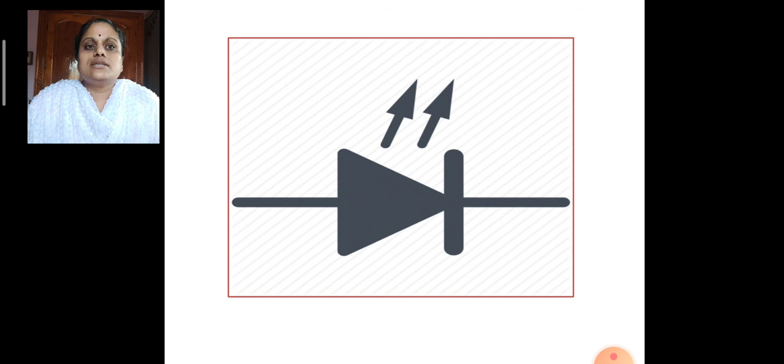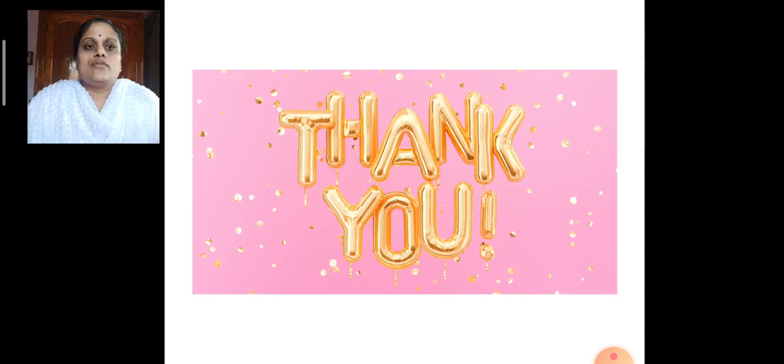This is the symbol of an LED. So light is produced from the LED and it goes out as indicated by the arrows. Hope you might have understood about the working of an LED.